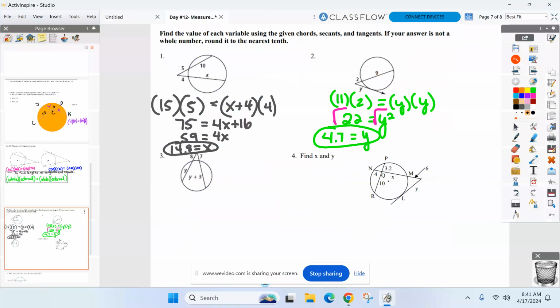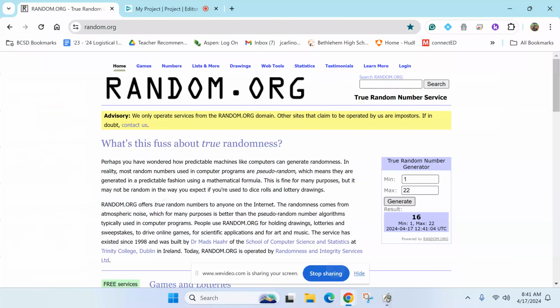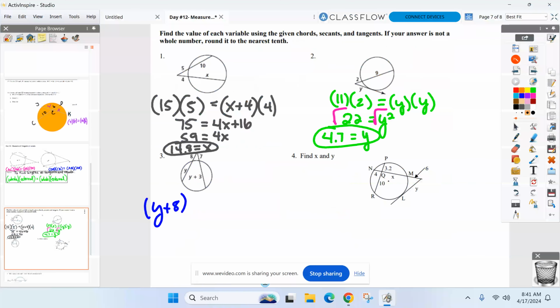Bryson, one whole secant length. All right, looks good to me. And how about the part on the outside of that secant? Part on the outside. Zoli? 8.